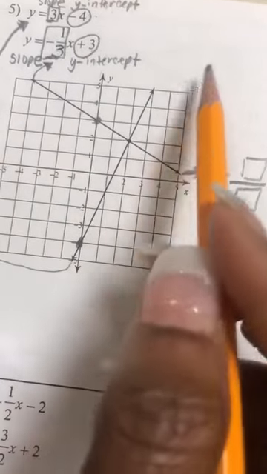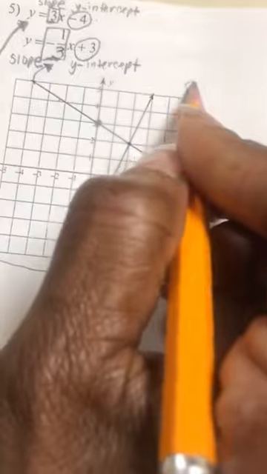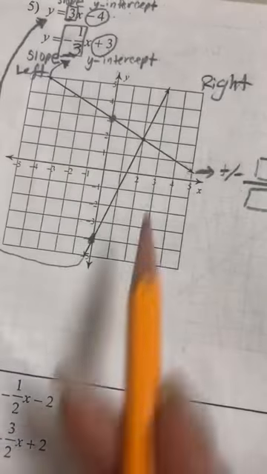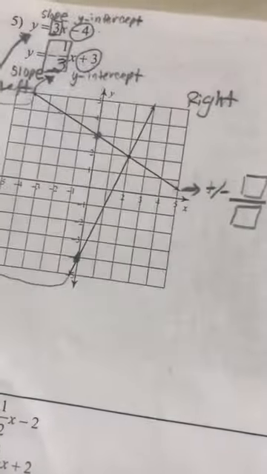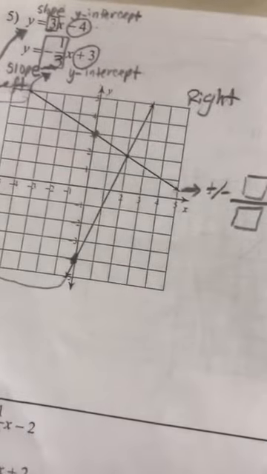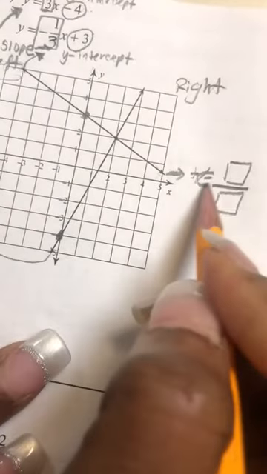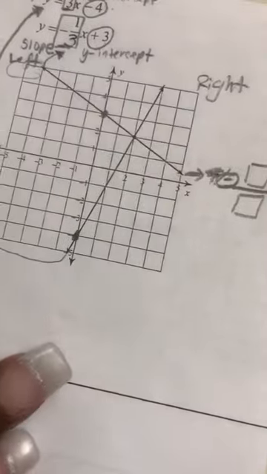Is this line pointing towards the top right corner? You might want to write this on your paper. Or is it pointing over here towards the top left? This line is pointing towards the top left. That tells me that my slope is going to be negative. So I'm going to circle the negative sign and cross out the positive.